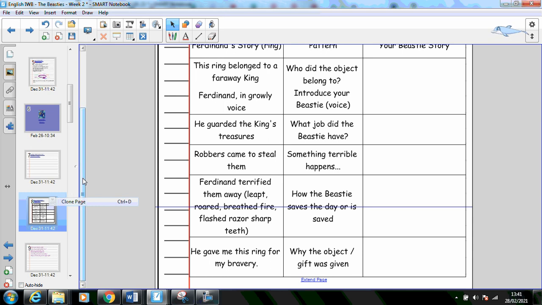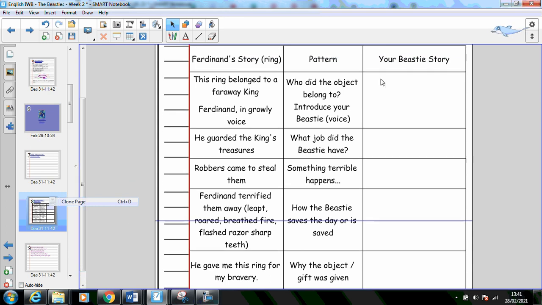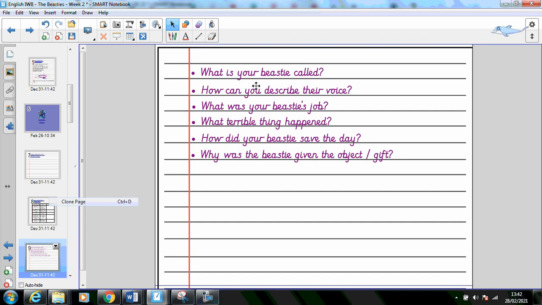Now, some people find it easy to look at this pattern split into sections on a grid like this. Other people would like to look at questions to help them think. So we need to know, what is your beastie called? How can you describe their voice? What was your beastie's job? What terrible thing happened? How did your beastie save the day? And why was the beastie given the object or gift? So we need to answer each of those questions.